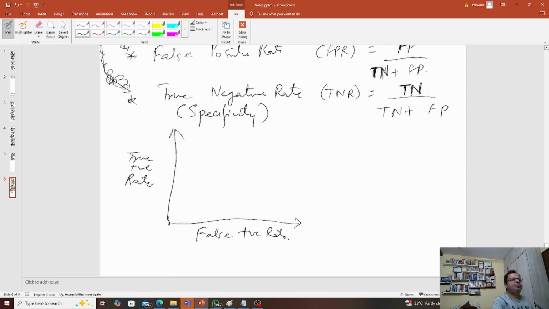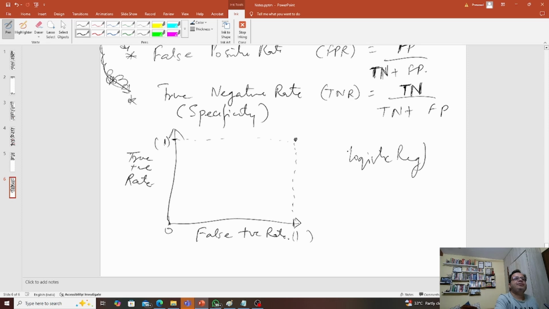Ideally your false positive rate should be minimized and your true positive rate should be maximized. Since these are rates, they can have values from 0 to 1. Let's suppose we are talking about a logistic regression.